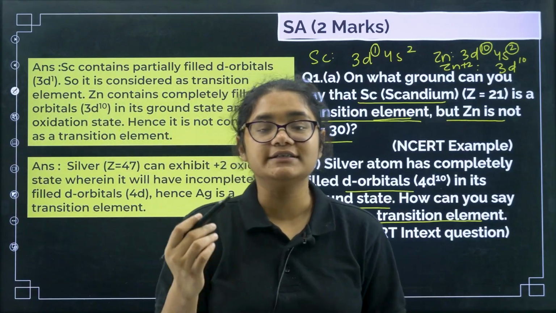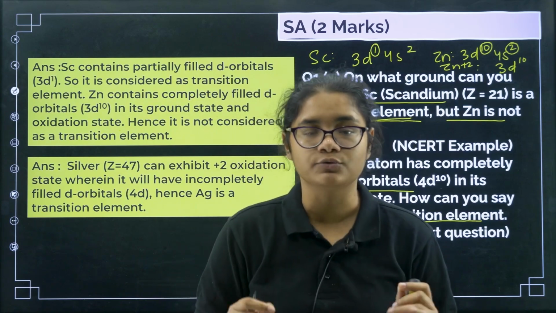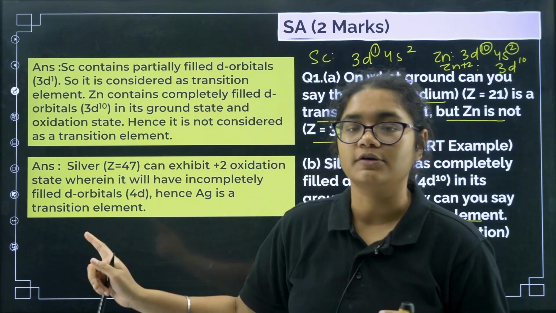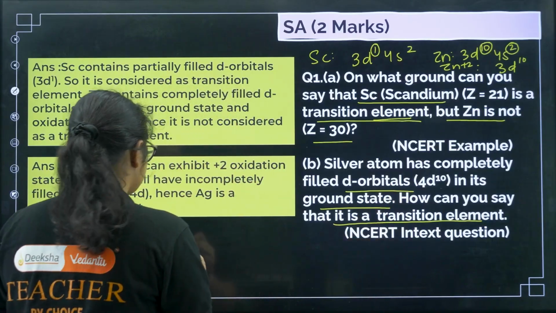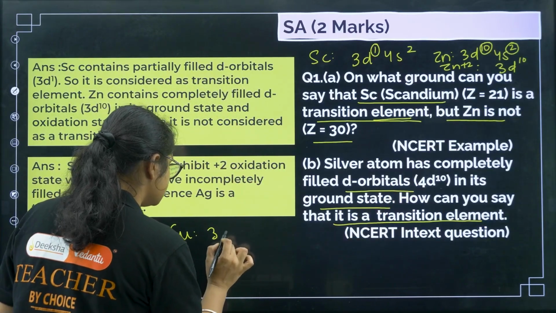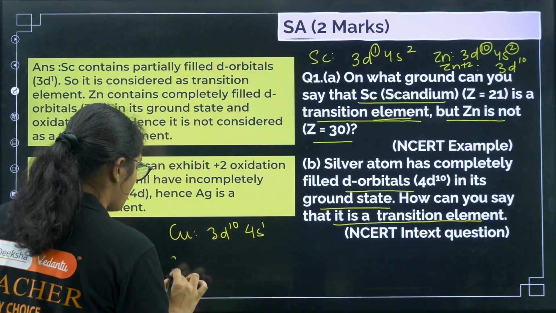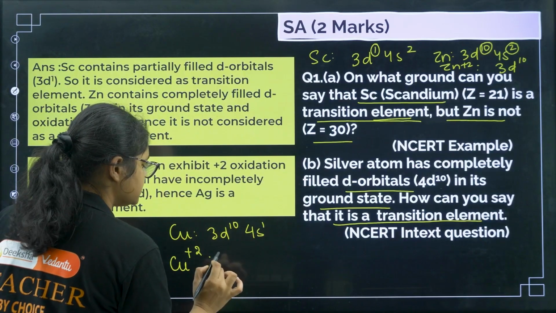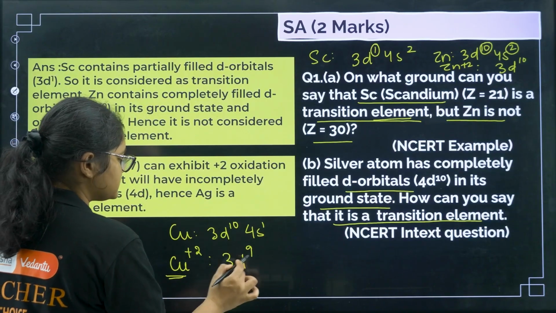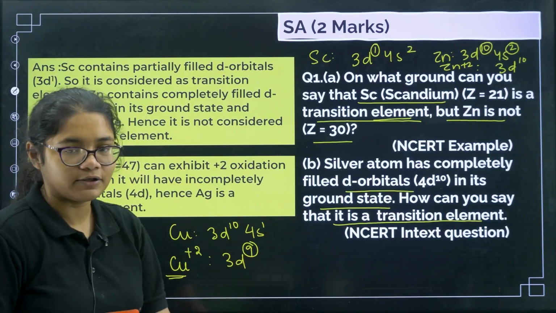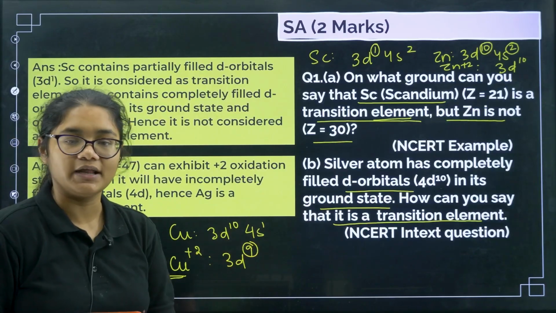Clear? Because it is having unpaired electron in the common oxidation state of +2, that is why it is a transition element. The same question can be asked for copper. Copper electronic configuration is 3d10 4s1 in the ground state. Copper can also have +2 oxidation state, and in that case it will get 3d9. So in the common oxidation state it has partially filled d orbital, so copper can also be called a transition element.